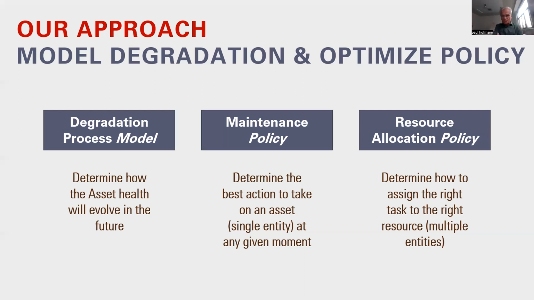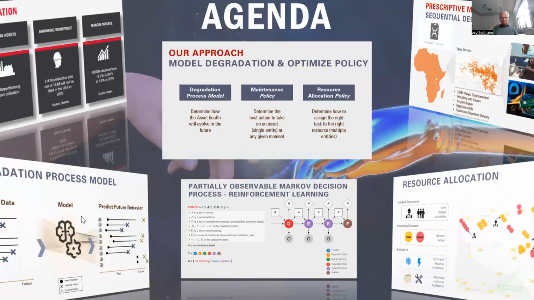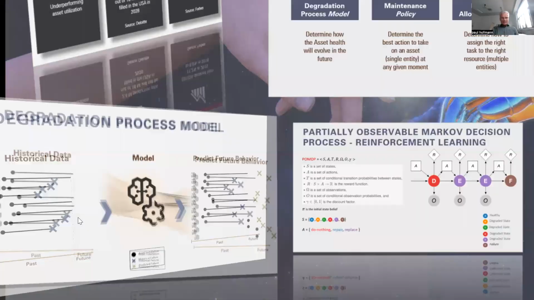You have to have a maintenance policy. You have to determine the best action to take for the asset, right? At any given moment in time. And that's typically a reinforcement learning problem, an optimization problem. And then you have a resource allocation. You have to allocate the people, and then the location, the sequence, where do you do what, and when do you go from one location to another. So this problem consists of those three sub-problems, and we'll talk about each of them separately. And we'll start with the degradation problem.